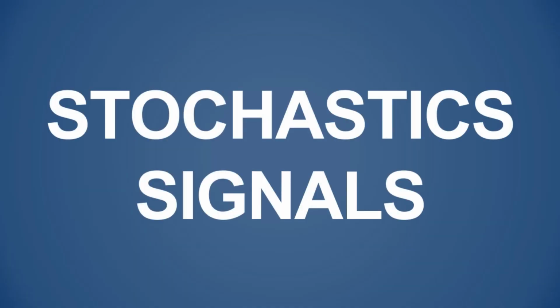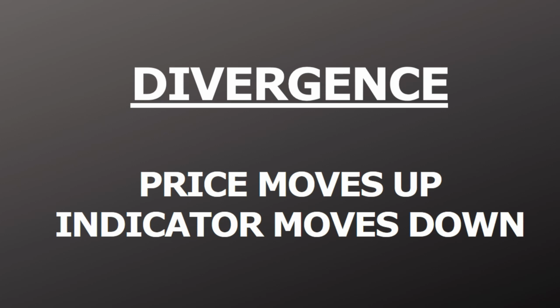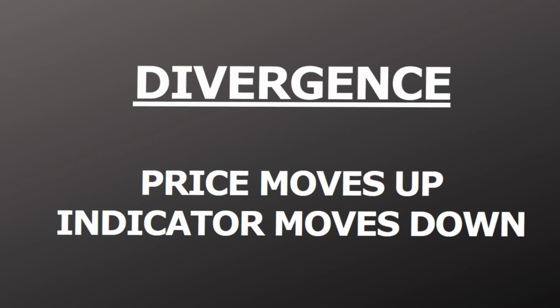Stochastics are pretty popular as well. They measure momentum of price with overbought and oversold levels, and that can help provide entry points. When we see a divergence between price and the stochastic indicator, that can also be used as an indication that the trend is about to reverse direction.